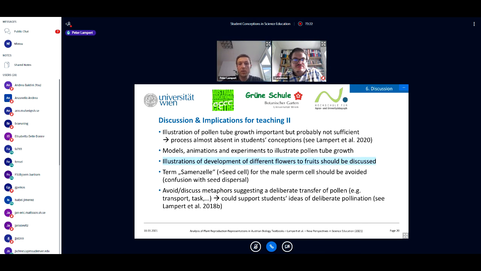And what is also important is that the connections from pollination to pollen tube growth, and then seed growth and seed dispersal, are highlighted even better, because we see that students mix these processes, and this is a problem because then they don't understand how this cycle works. They get conceptions where they don't even know that they have two different conceptions. So they mix it in a way that they don't know that they mix it.